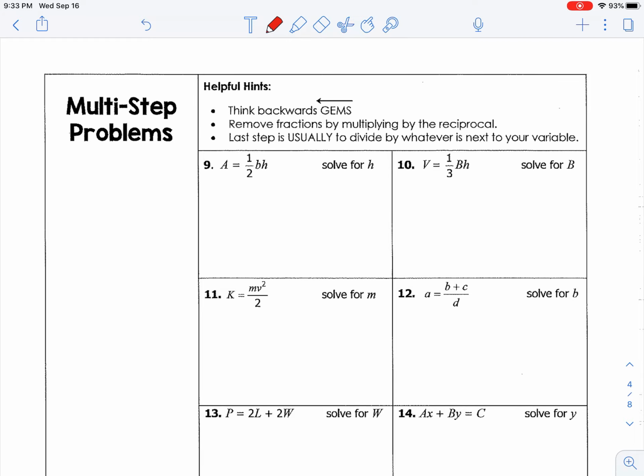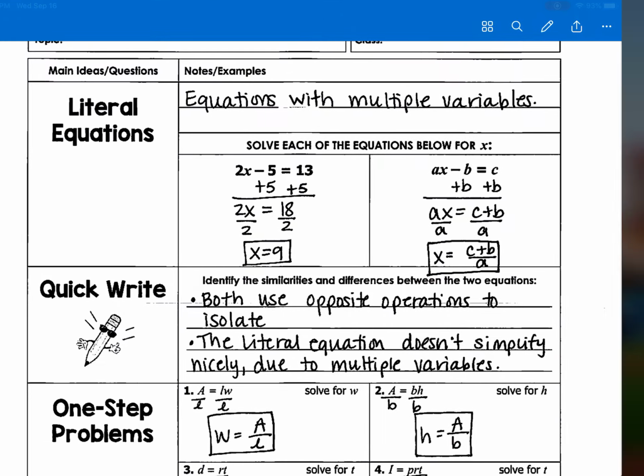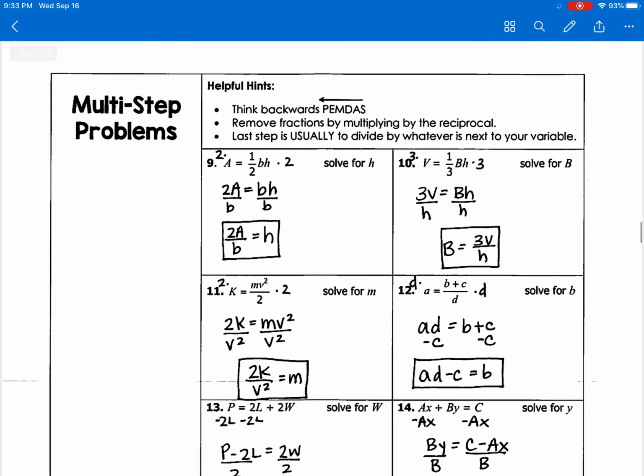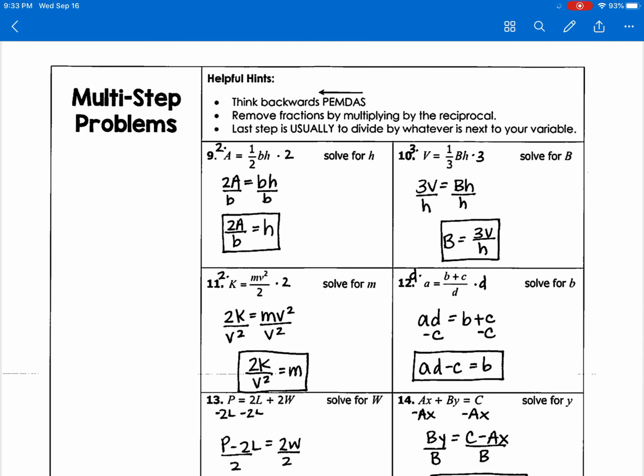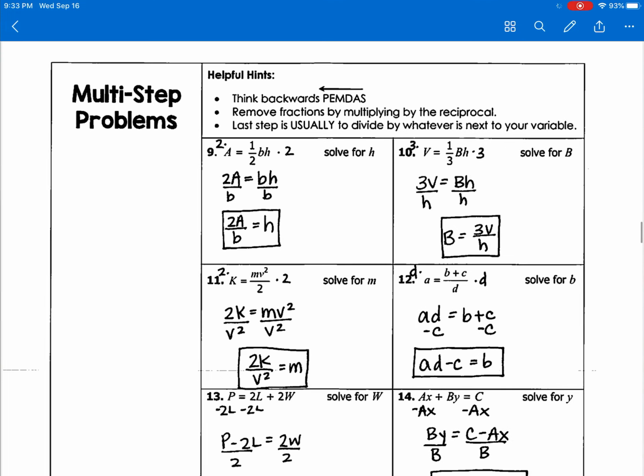I wish I knew what GEMS stood for. Let's scroll over here and see. Does it write out? That's think backwards PEMDAS. I don't know. It'd be interesting what GEMS stood for.